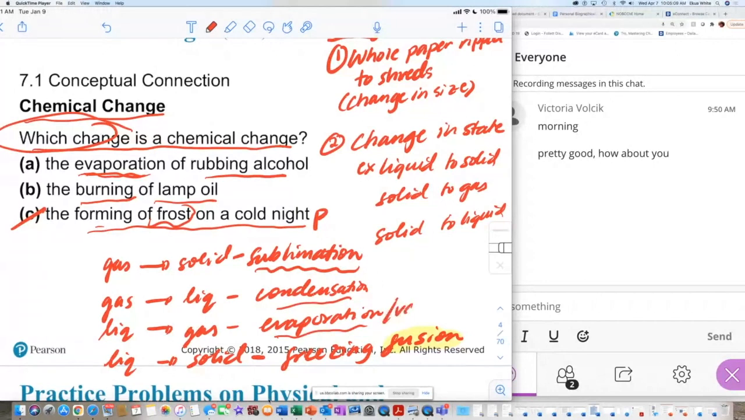Evaporation also goes with vaporization. So just in case you're reviewing this in the textbook or online and you see these terms, just understand this is what that group of people call these transformations.